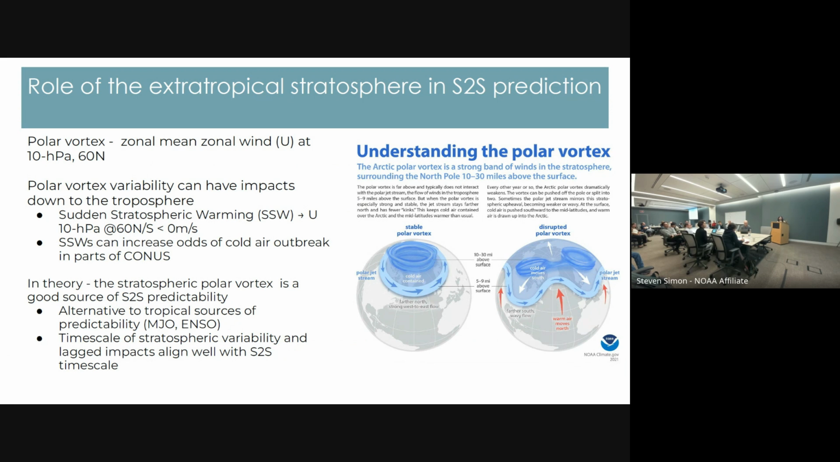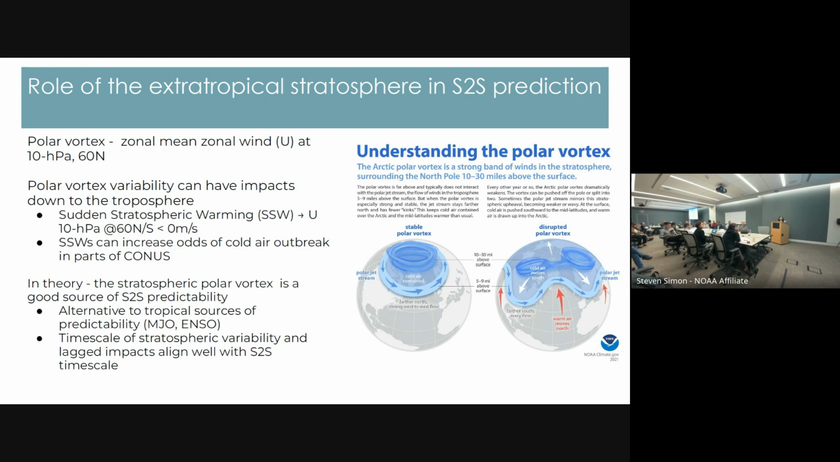And why we care about this from an S2S prediction standpoint is that polar vortex variability can have impacts down to the surface. And the one we know people hear most about are sudden stratospheric warmings. So these winds at 10 hectopascals, which are typically westerly, when they slow down and become easterly, this is what we call a sudden stratospheric warming. And the effects of this can propagate all the way down to the surface. And when it does, it can increase the odds of a cold air outbreak over parts of CONUS. So from a forecast or a prediction standpoint, this is obviously of interest to us.